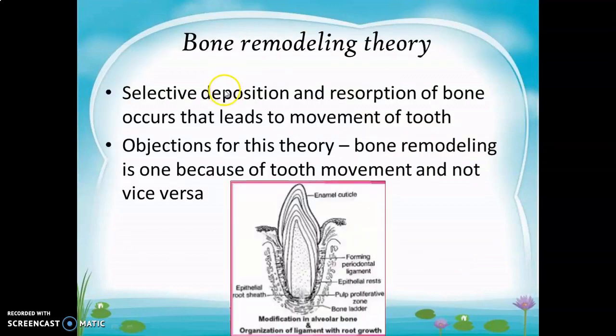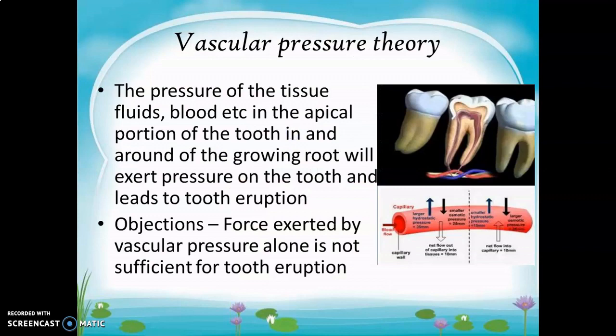First one is bone remodeling theory. You know what is bone remodeling? Selective resorption and deposition of bone. According to this theory, bone remodeling is responsible for tooth movement. But this theory is objected due to the fact that bone resorption occurred due to the pressure of moving tooth and not vice versa.